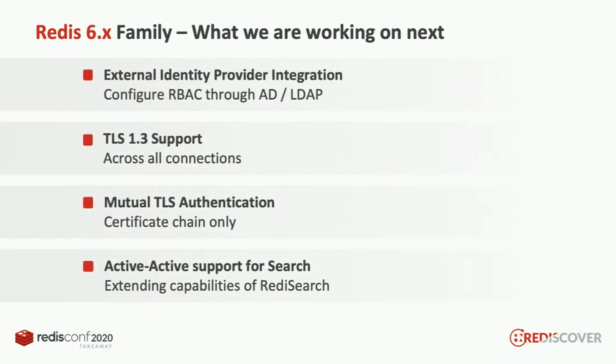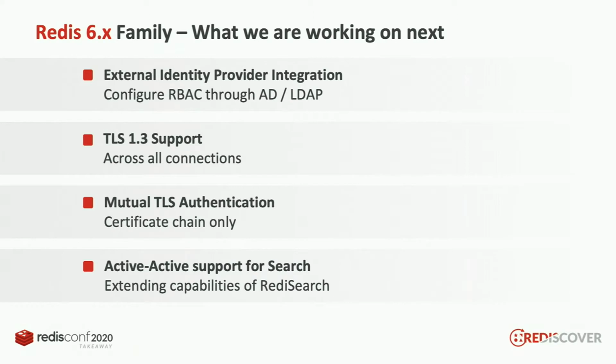What are we working on next? Well, now that we've got role-based access control, many people will want to configure them through external identity providers, so Active Directory or LDAP. So the next step is to be able to configure those roles not just within a Redis Enterprise cluster, but from outside the Redis Enterprise cluster. Again, this simplifies the administration burden.